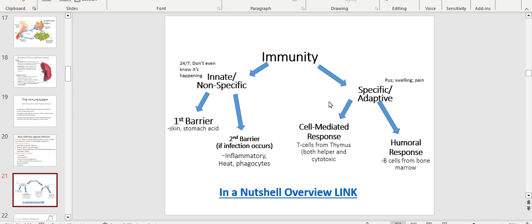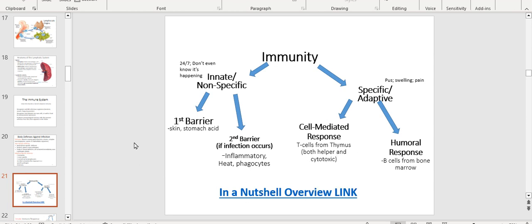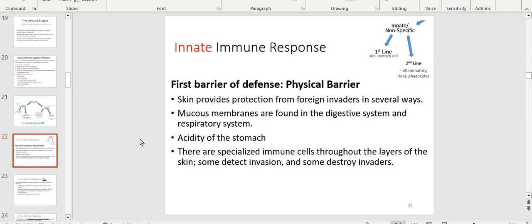Specific immunity, you will tend to know that it's happening, because something is going on: pus, swelling, pain. There is what we call the cell-mediated response. T cells from the thymus, both helper and cytotoxic, are involved. Then we have what's called the humoral response, B cells from the bone marrow. There's a great little overview, I recommend having a look at it. It's mint. Now let's go through all these things.